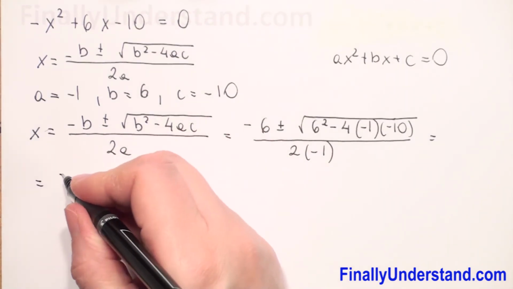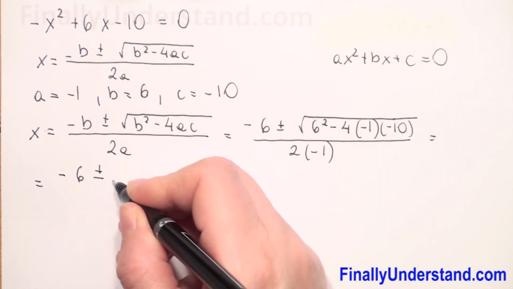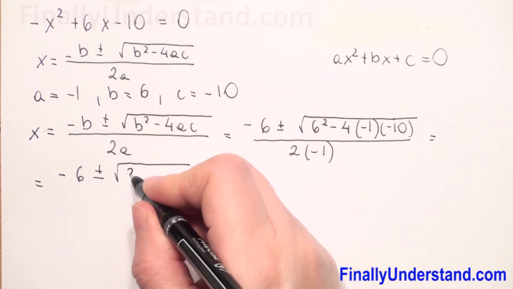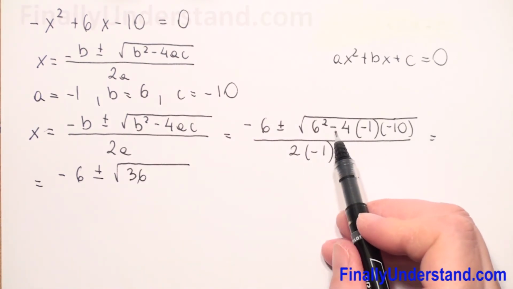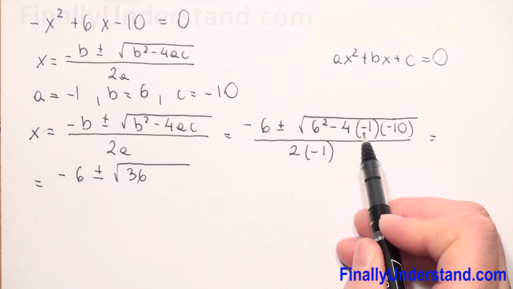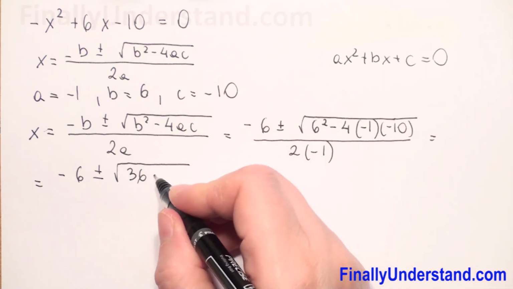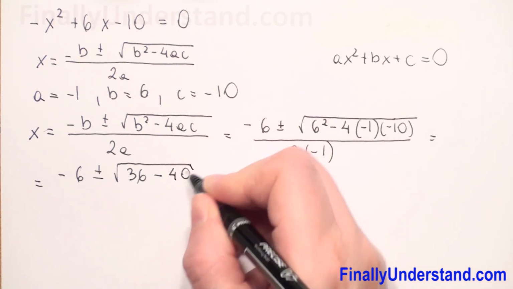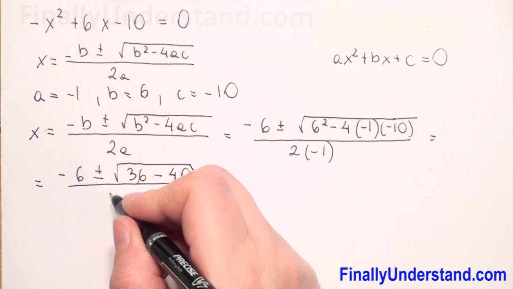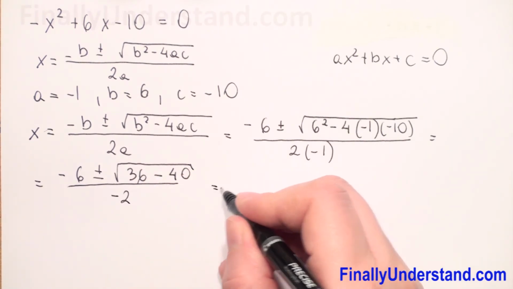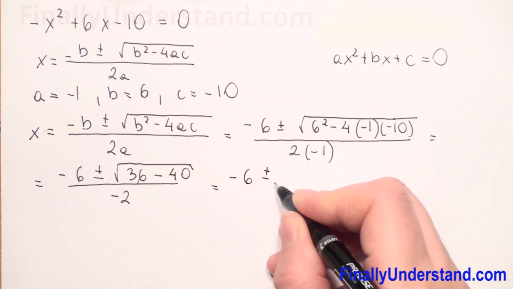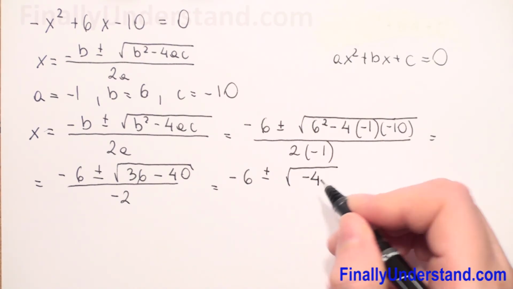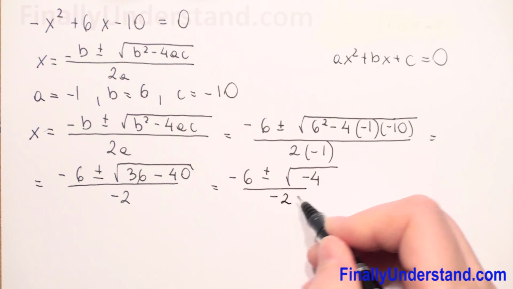So this is equal to negative 6 plus or minus the square root of 6 to the second power, which is 36. Negative times negative gives me positive. Positive times negative gives me negative. And we have 4 times 10 is 40, over negative 2. So we have negative 6 plus or minus the square root of negative 4 over negative 2.